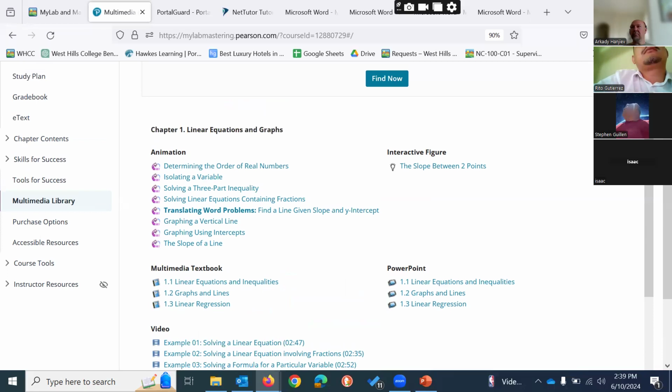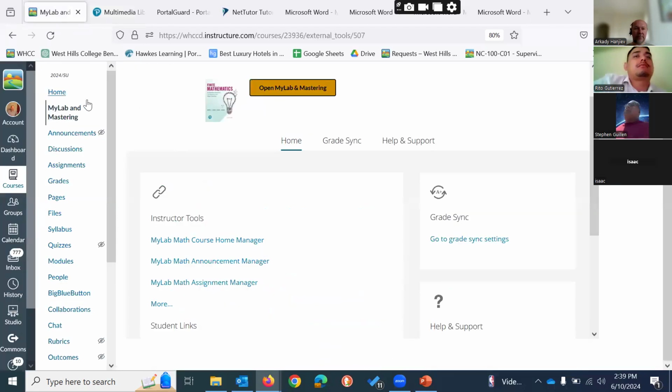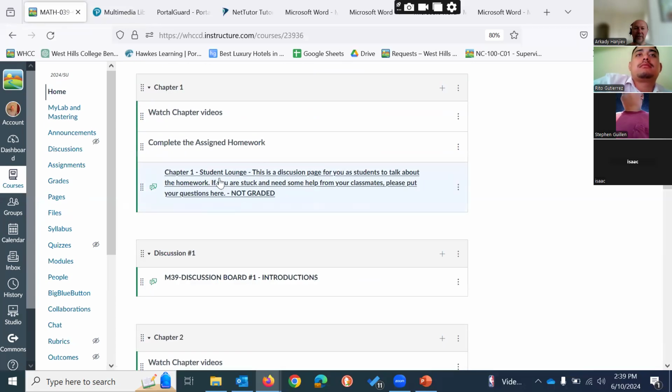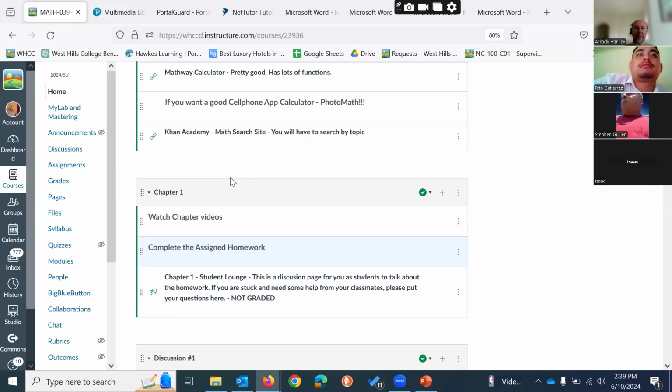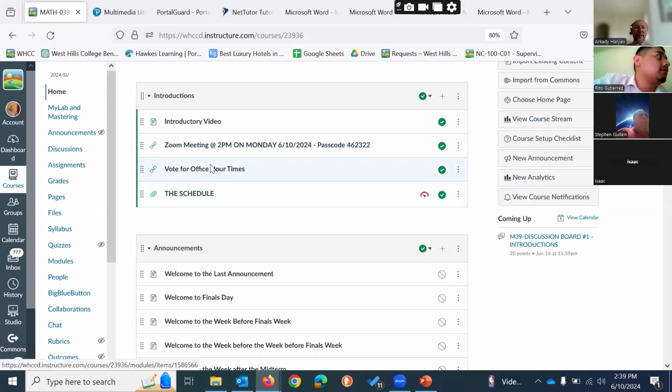The other piece of the class is the office hours. So if you're still stuck, you have the option of asking your classmates in the student lounge, and the other part is the office hours, which I'll build in here after we vote on it. So please take the time to figure out when you want the office hours to happen, and we'll meet up as well. All right. Any questions about the class itself?